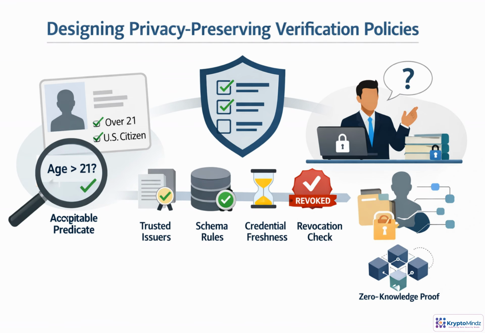A privacy-preserving verifier policy begins with one question. What is the minimum fact needed to decide? If an age threshold is enough, do not request a birth date. From there, define which claims or predicates are acceptable, which issuers and schemas are trusted, how fresh the credential must be, and whether revocation must be checked. The key is traceability. Every requested proof should map to a real business or authorization requirement. Anything broader recreates the surveillance problem these credentials are meant to avoid.